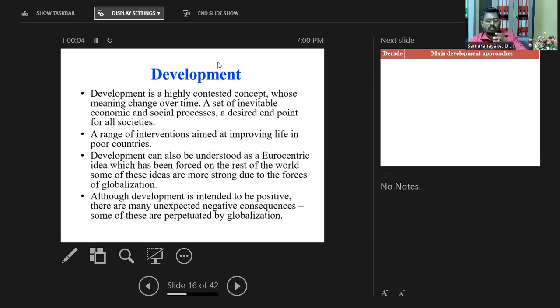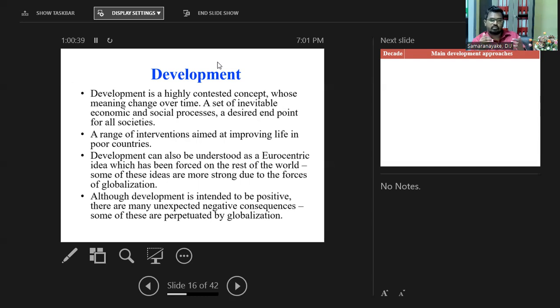We have an endpoint. So we use development as a support mechanism, which will support us to move our society forward towards that endpoint, the desired outcome. So it's about improving life in countries, especially poor countries and even in other countries, and to discuss equality and even to get the best outcome from globalization.